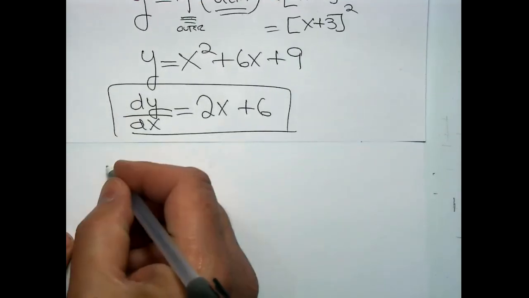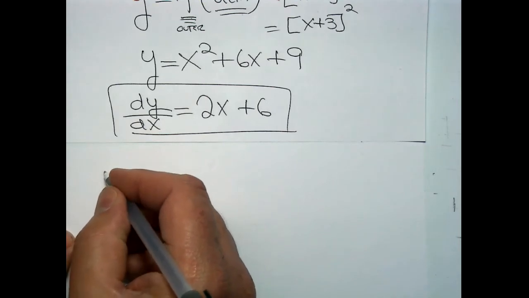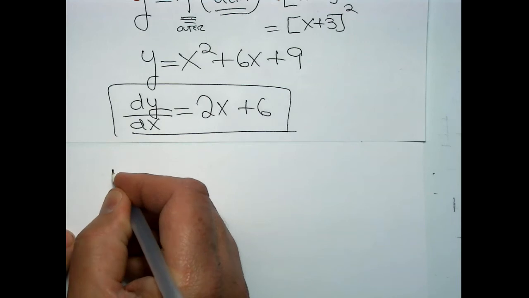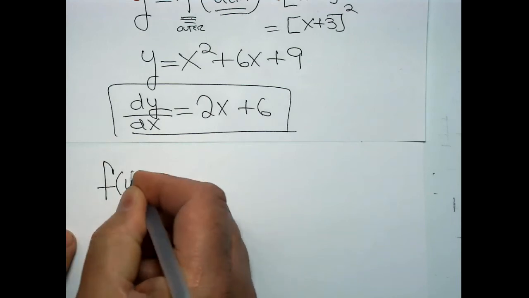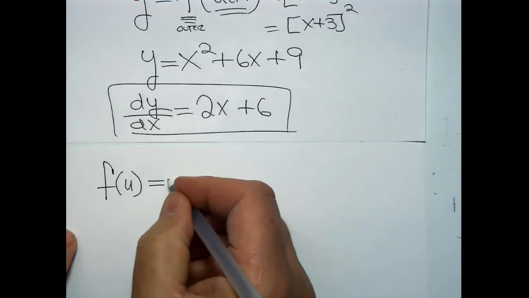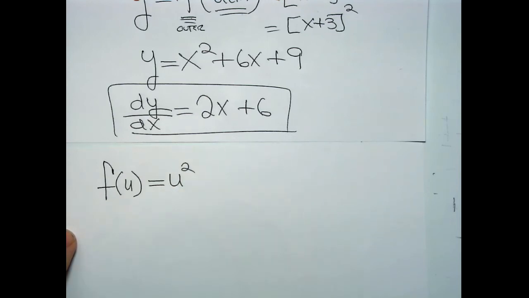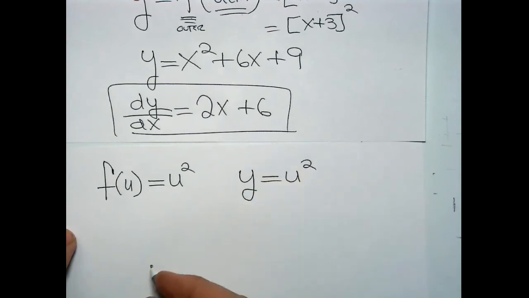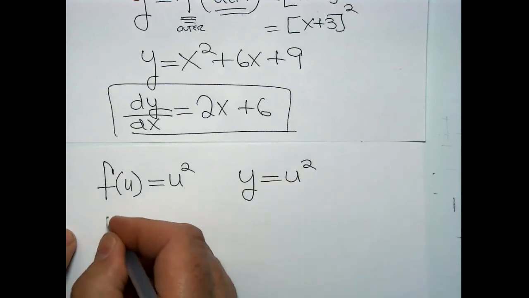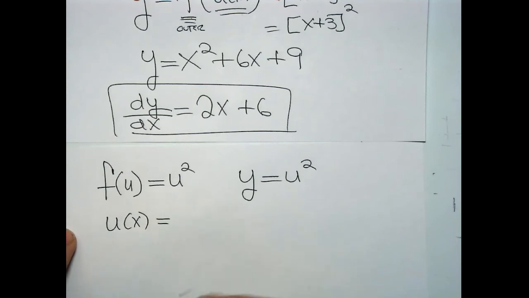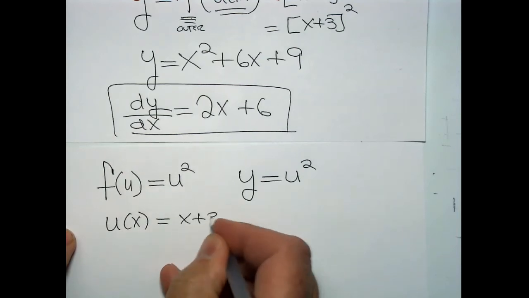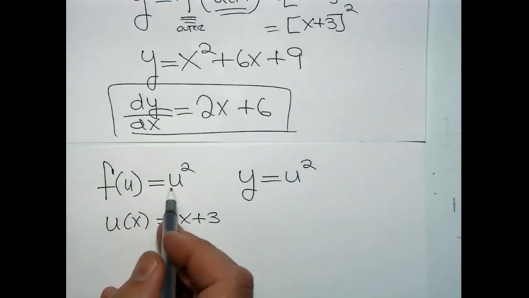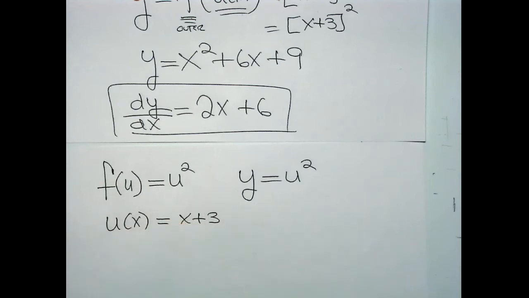Now, the chain rule says you've got a composite function. You've got, and we could call this, I suppose, f of u equals u squared, or y equals u squared. And we have another function, which is u itself. And u of x is x plus 3. So we're using a dummy variable here for this. We're using the dummy variable u instead of x for that function.